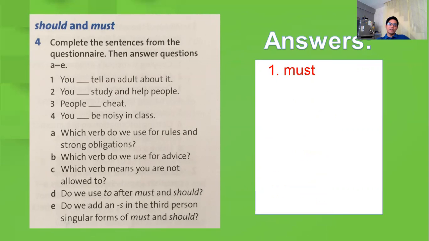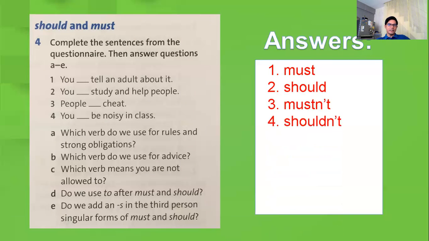For example question number 2, we use should. For question number 3, we use mustn't. Question example number 4, shouldn't. So number 1, must, is affirmative. Number 3, mustn't, that's negative. Number 2, should, that's affirmative. And number 4, shouldn't, that's negative.